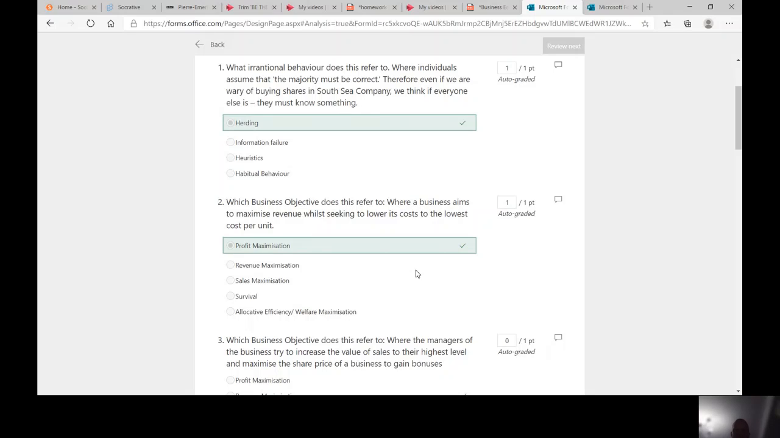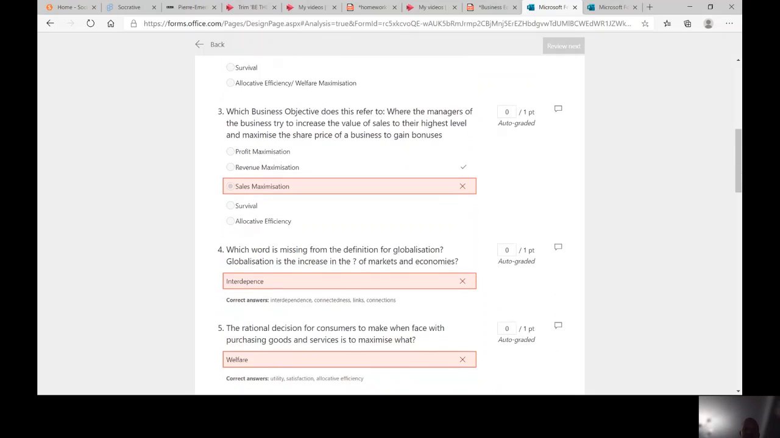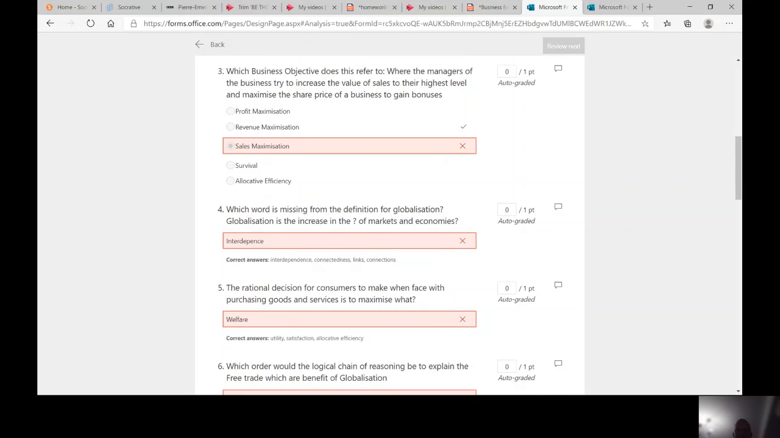And the business objective of aiming to maximise revenue while lowering its costs was profit maximisation. And the business objective where the managers of the business try to increase the value of sales to the highest level and maximise their share price. The reason that it isn't sales maximisation is it says the value of sales. So within that key part of the answer, the word value implies a monetary value rather than a quantity value. So sales maximisation is quantity, revenue maximisation is value.